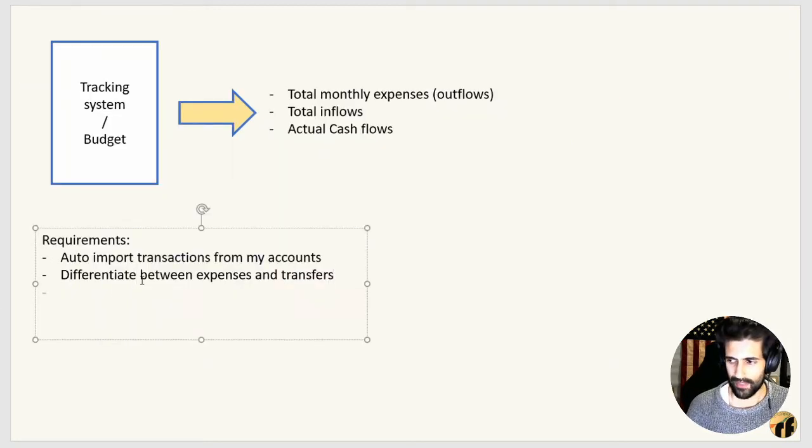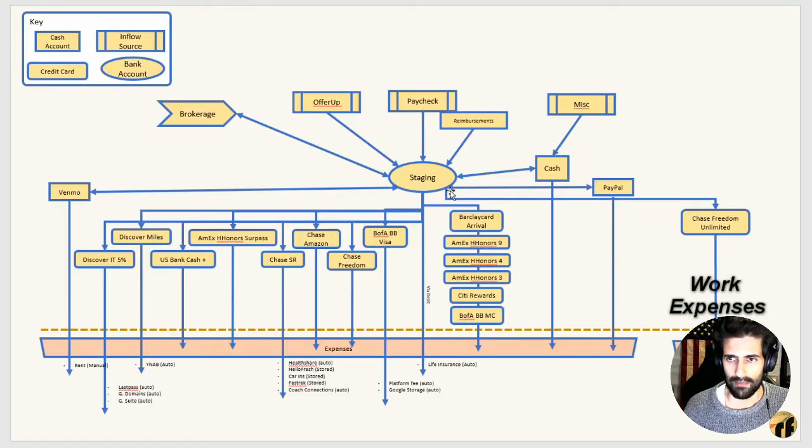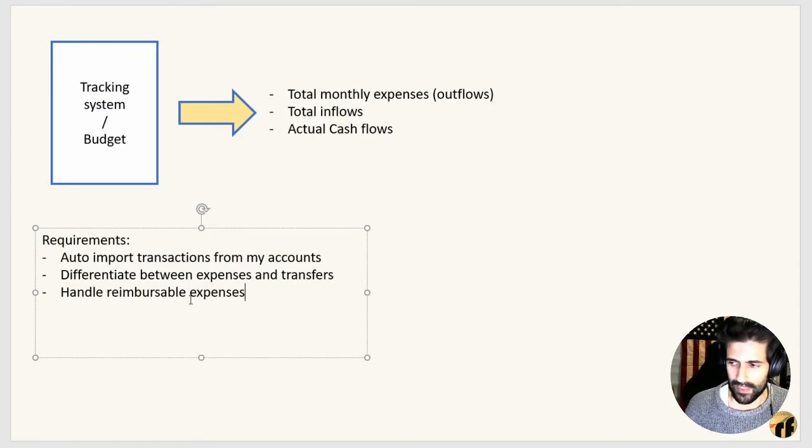It has to be able to handle reimbursable expenses. I don't have a work credit card or spending account, but I do incur expenses for work on my personal accounts, and I create an expense report every month and get reimbursed for it. So that's this workflow here. I spend work expenses, the work expenses get reimbursed to me, and that goes into my staging account. These are not personal expenses, so I don't want to include that in my personal reports. So the thing has to be able to handle that in such a way that it can show that that's a reimbursable expense. It's not mine, like a tracking account or something like that.